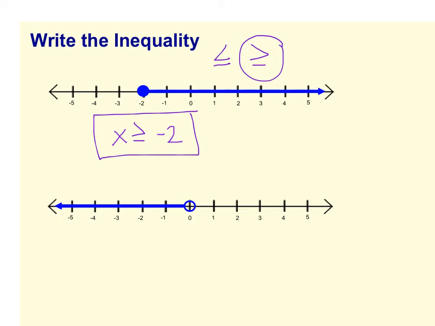Alright, second one here, our circle is at 0, so we put the variable on the left, the 0 on the right. And then this is an open circle, so this could be a less than or a greater than depending on the shading. If we notice the shading is heading to the left, so that's going to be a less than, so we're going to say x is less than 0.